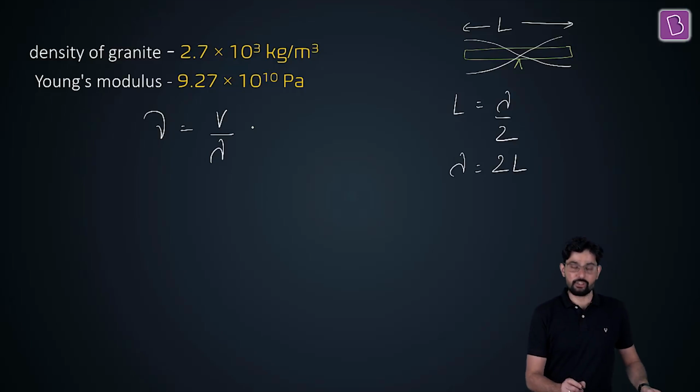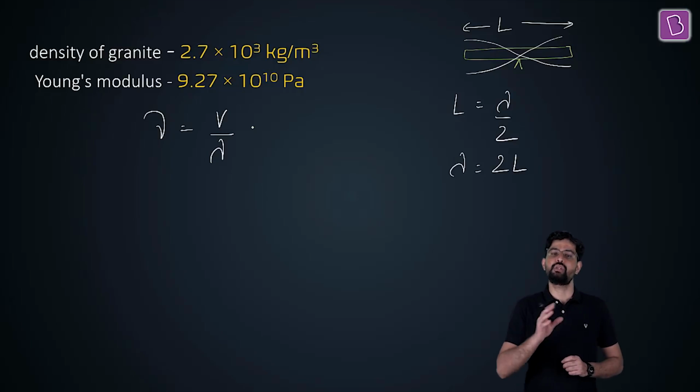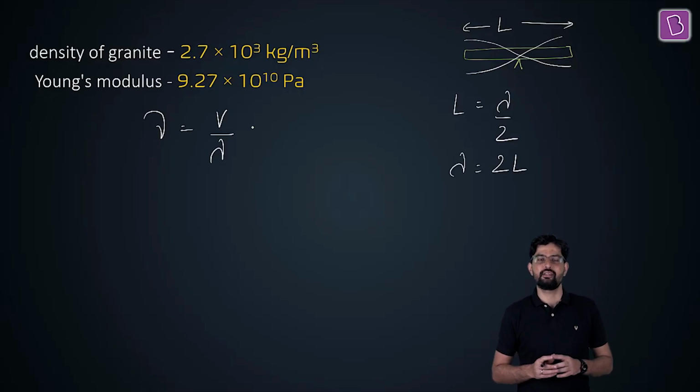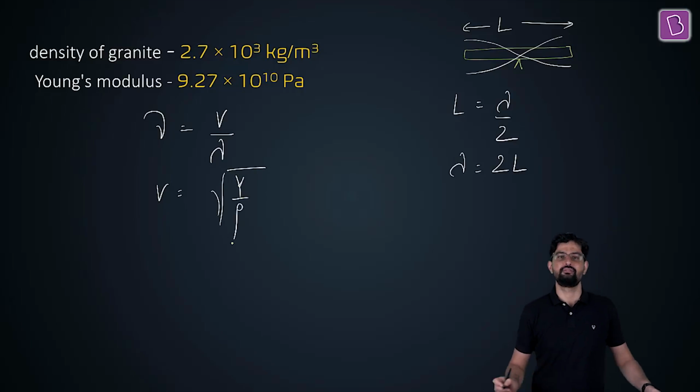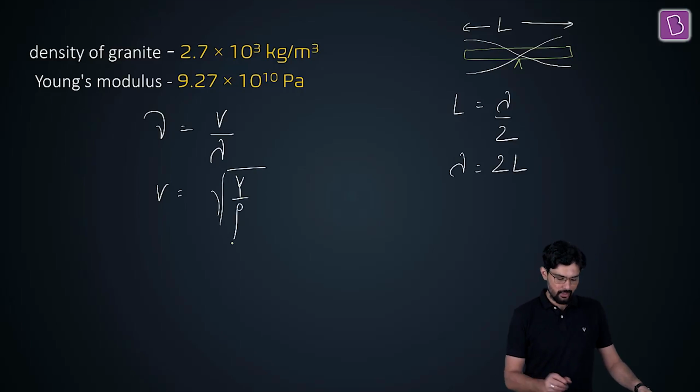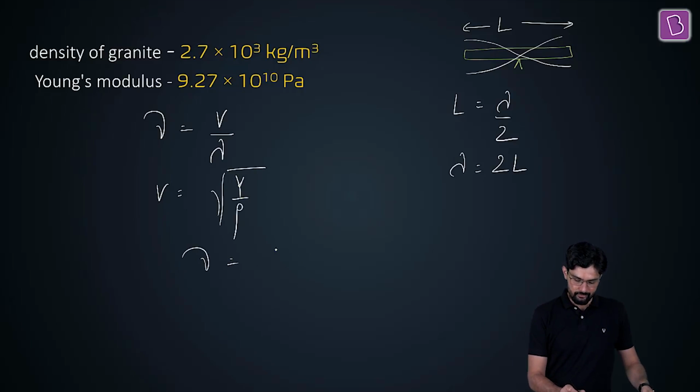Well, we know that the velocity depends upon two things. One, the density of the material, and two, the Young's modulus. And if you remember, velocity is under root Y by rho, right? So we have the frequency to be equal to 1 upon 2L under root Y by rho.